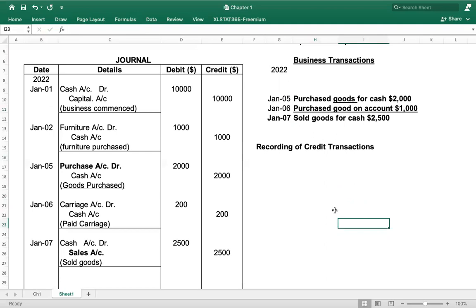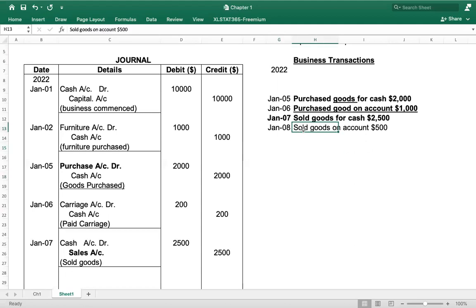Jan 7th. What have you done on Jan 7th? Sold goods for cash 2000. Here you sold goods and immediately got the money, right? But if in the exam you get something like sold goods on account, $500, now tell me, is it a cash sale or a credit sale? It is a credit sale.